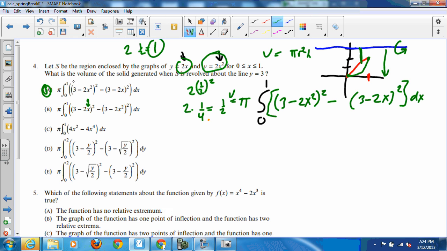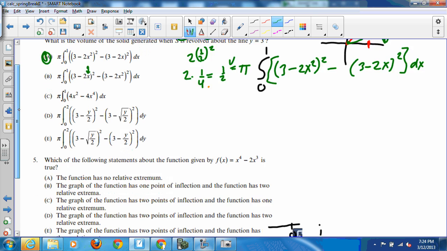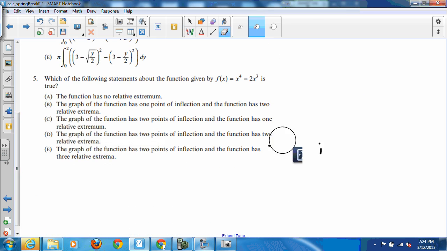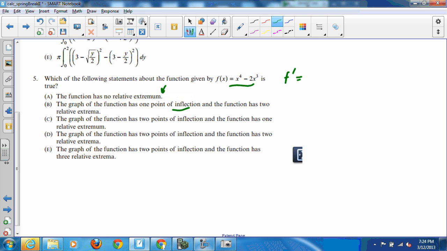Okay, let's take a look at number 5. Number 5 has a function x to the fourth minus 2x cubed, and they want the answer choices have to do with relative extrema, so minimums and maximums. I see points of inflections in here, so we should probably take the first derivative and look for our extrema.